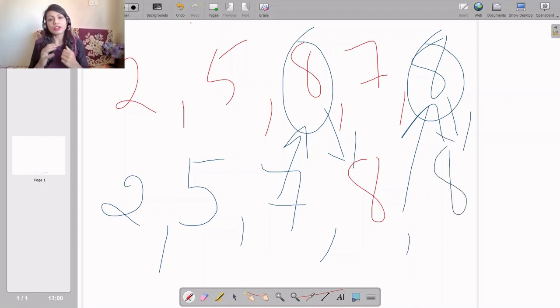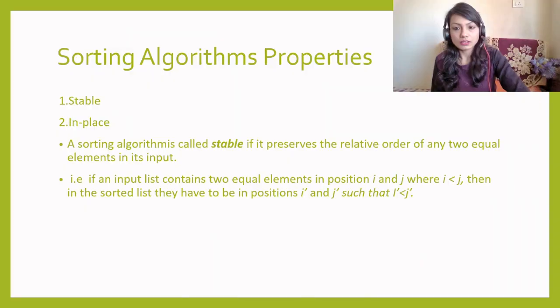That is the meaning: if elements have equal values, the one which appears first should appear first, and the one which appears second should appear second. Otherwise, the algorithm is called unstable. So your algorithm has to be stable. In the unstable example, it would be 2, 5, 7, then this 8 would come here and this 8 would come here. That is known as an unstable list. But your algorithm has to be stable.